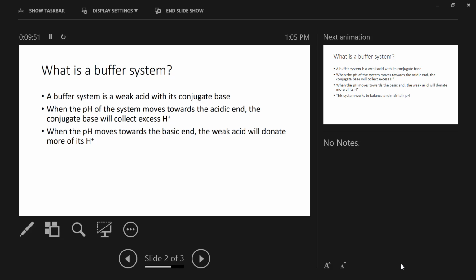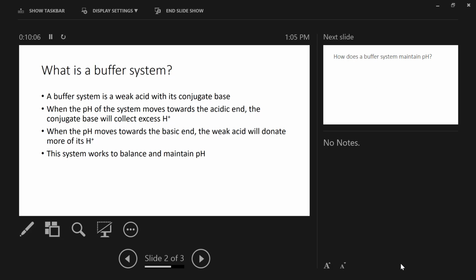Because you're like, Dr. Eagle, right now it just all seems like it's up in the air. It's theoretical. Let's see it happen. I want you to show me how we would shift it towards the acidic end, how we would shift it towards the basic end. And ultimately, this buffer exists to balance and maintain pH.